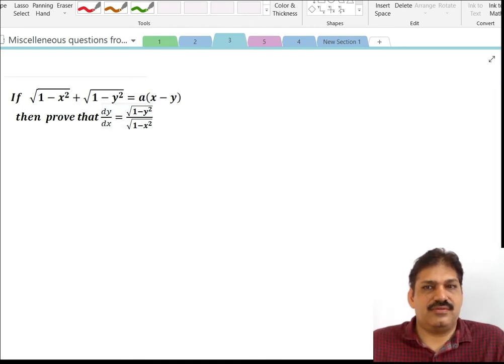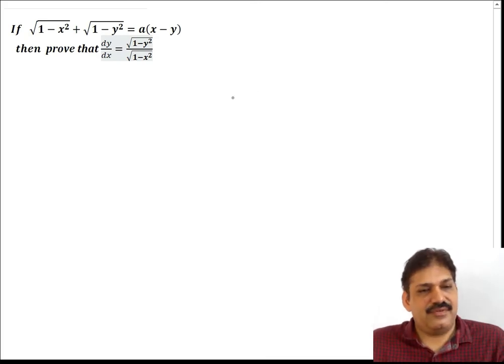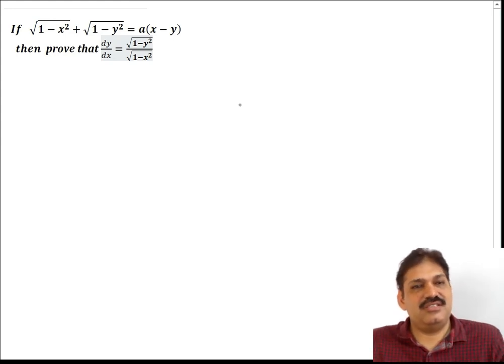Well, so how can we solve it? Simply, there are two methods. One is the very simple approach. We will treat it as an implicit function, because here y cannot be expressed in terms of x, also x cannot be expressed in terms of y. So we will simply differentiate both the sides with respect to x and find dy by dx by collecting the terms containing dy by dx. But there is an easy approach.